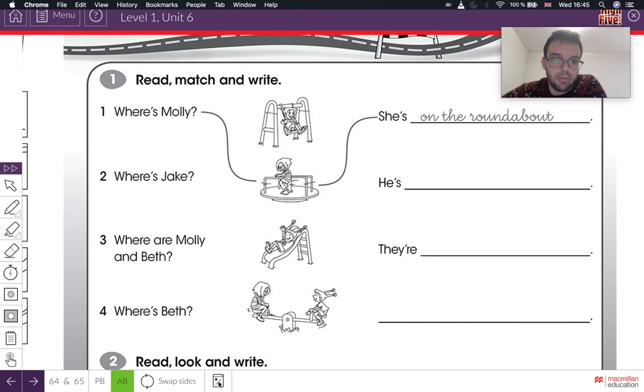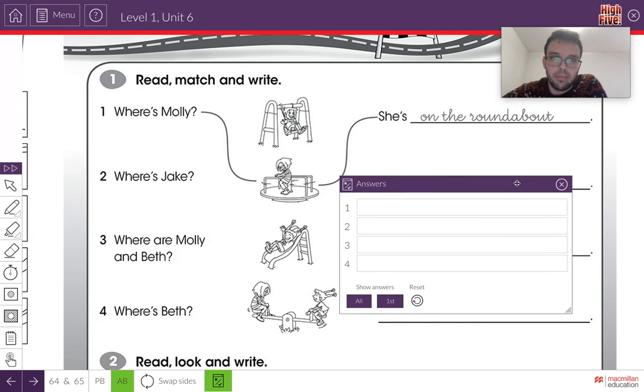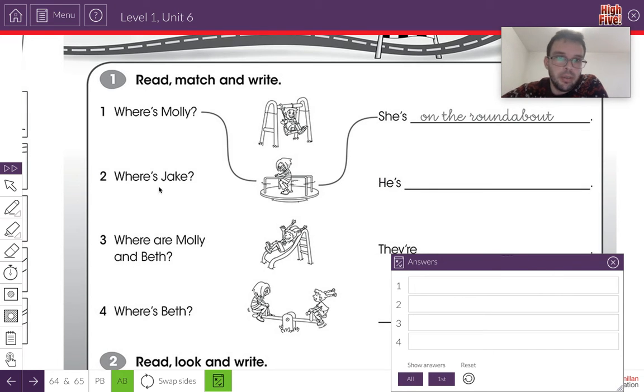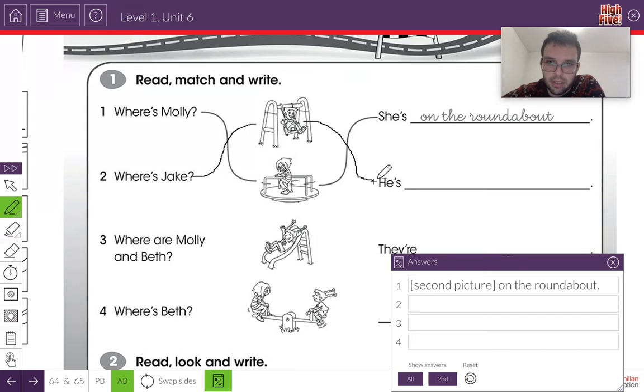All right, so let's do number 2. Where's Jake? Where is Jake? Okay, I'm gonna put this here. Where is Jake? Okay, I think Jake is here. This is Jake. Yeah, so let's do a line. Where's Jake? Here. Okay, and because Jake is a boy, we have to say he. All right, so he.